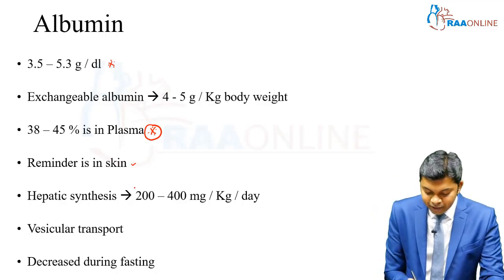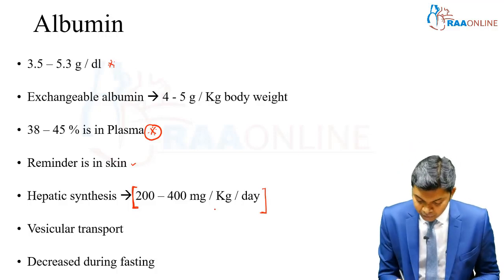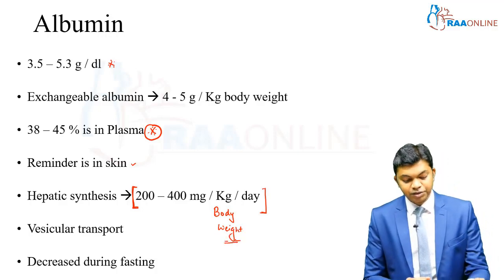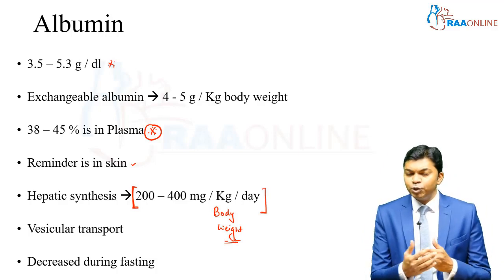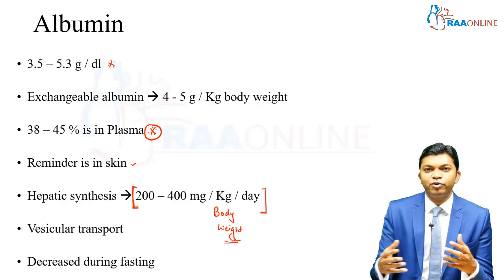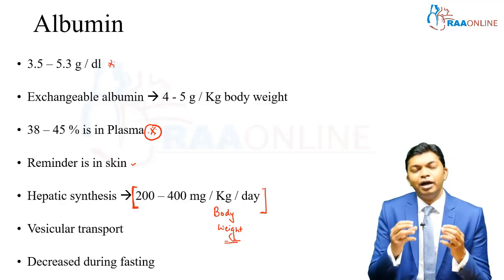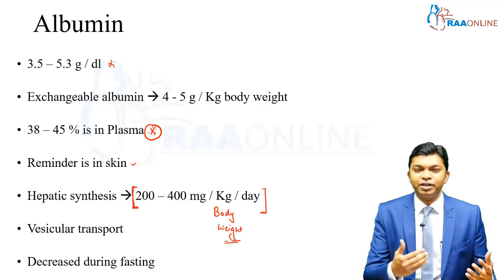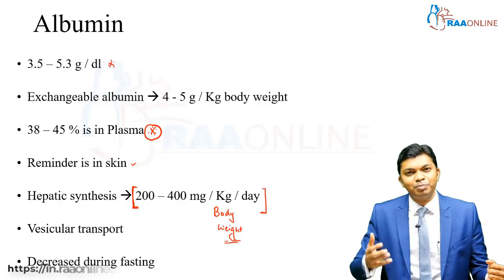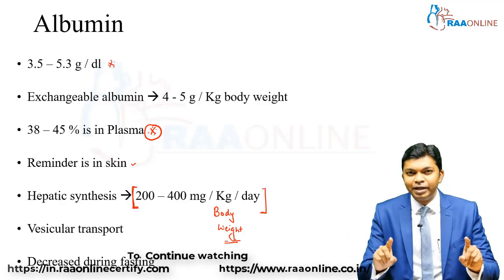Coming to synthesis, hepatic synthesis of albumin is about 200 to 400 milligram per kilogram body weight per day. Alright, per day, doctors. Which means daily we lose 200 to 400 milligram per kilogram of body weight of albumin, by metabolism or by denaturation or by loss of tertiary structure, by any means. As we keep losing albumin, liver keeps producing albumin. That is a very important point. As and when body albumin is lost, simultaneously albumin is synthesized by the liver, so that the loss is compensated by synthesis and the albumin level in the body is maintained at a constant level.